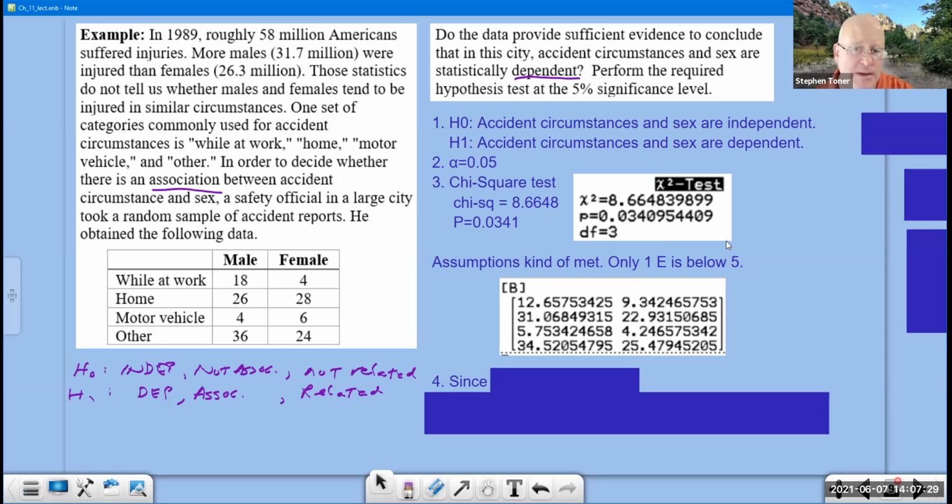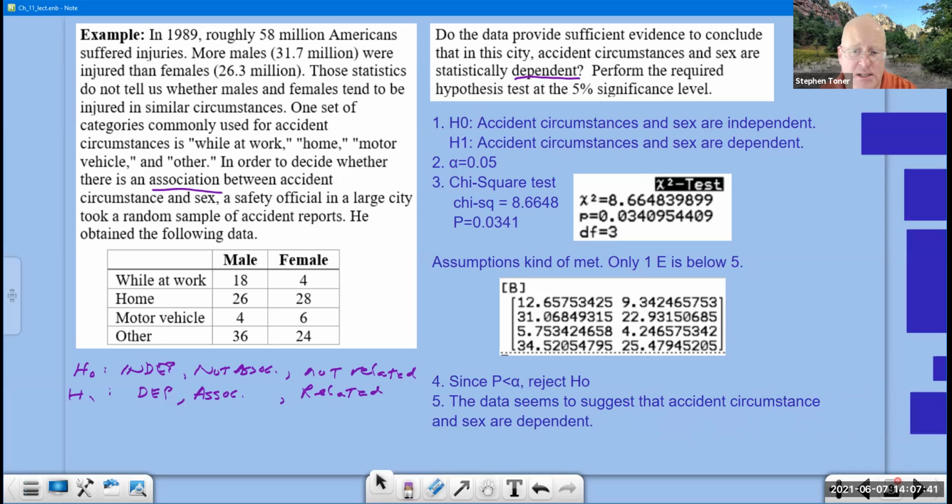And now let's go back to our p-value, which ended up being 0.0341. It was under alpha. So since p was under alpha, reject H0, and the data seems to suggest that accident circumstances and sex are dependent. Now we just say they're dependent or they're not. We don't actually start editorializing saying, oh, a guy is more likely to get injured in this type of situation and a woman's more likely to get injured here. We don't go there. We just say related, not related. Okay, so that is the chi-square independence test.